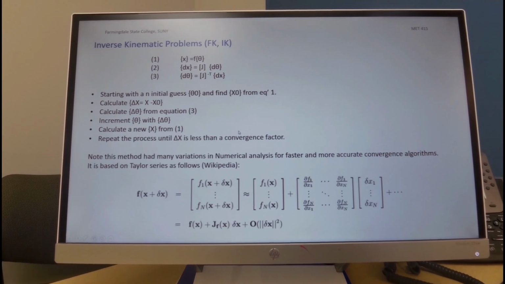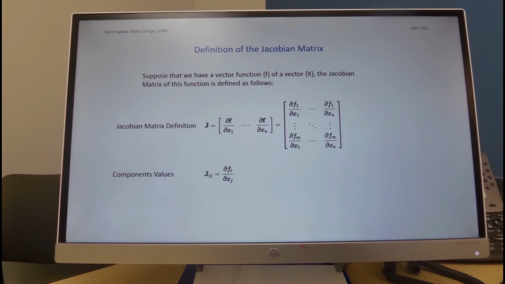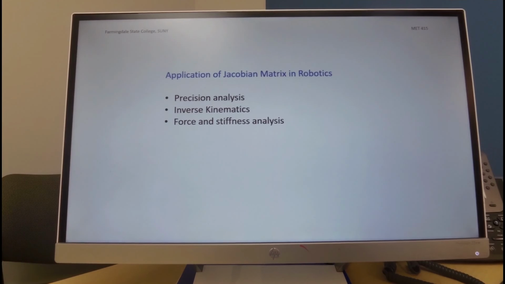So with that said, we would like to conclude our presentation of the Jacobian matrix, and in an upcoming presentation we'll discuss how we use it to find the precision of a robot as well as the force and stiffness analysis that a robot may encounter.